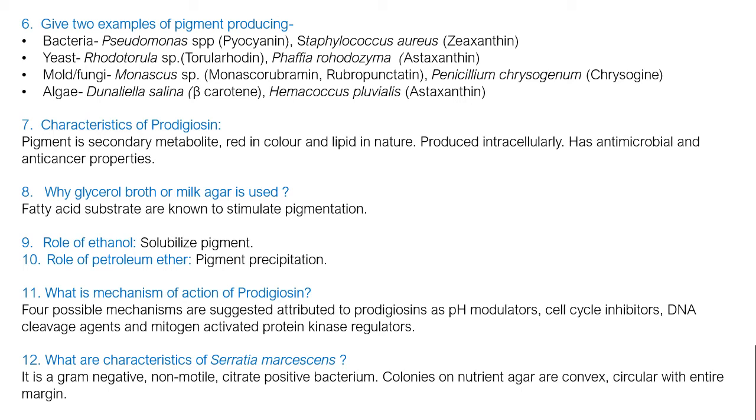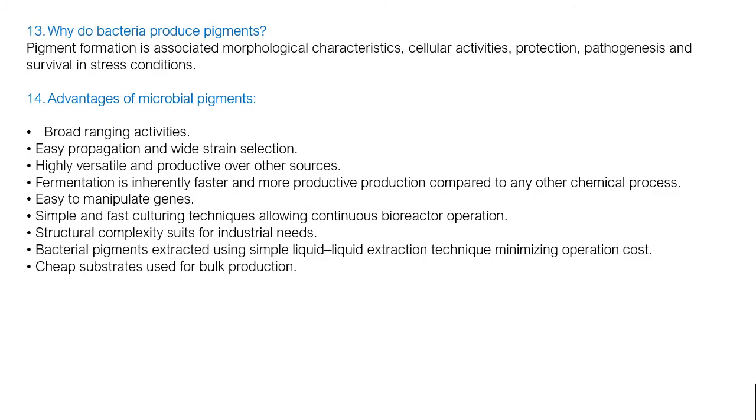Then what are characteristics of Serratia marcescens? So it is a Gram negative, sorry for the mistake, G should be capital. It should be Gram negative, motile and citrate positive bacterium. The colonies on nutrient agar are convex circular with entire margin. Okay, so you can say at least 3 to 4 characteristics of Serratia marcescens and it produces the red pigment. You can add that also.